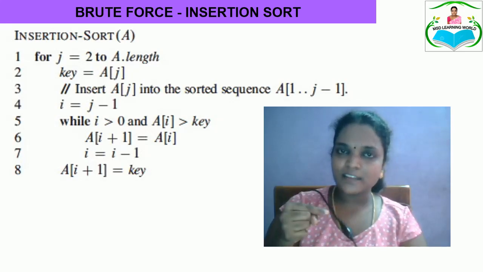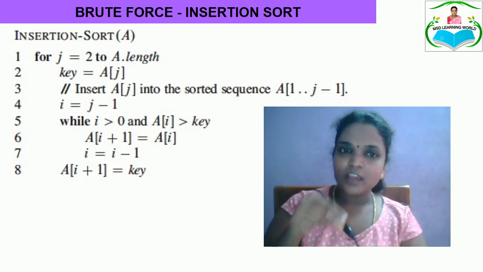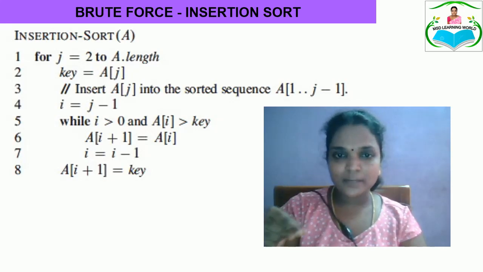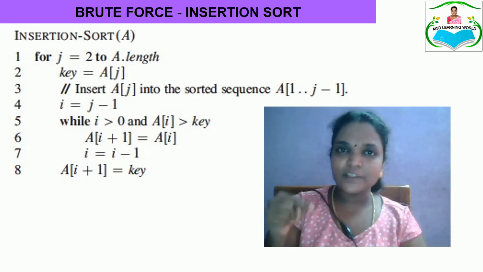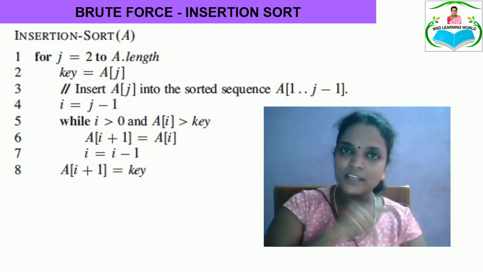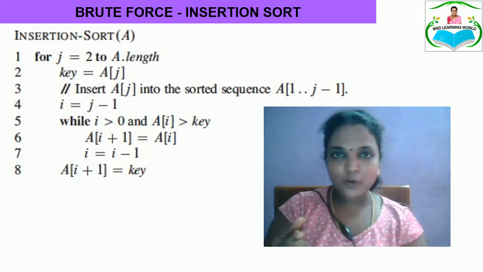So while i is greater than j, a of j, a of i equal to already 1. This a of i is greater than key. Key is nothing but already a of j. A of j is 2. So the first element is compared with the second element. If a of i is greater, it means the key element is smaller, so the key has to be placed on the left hand side and a of i has to be swapped to the right hand side.